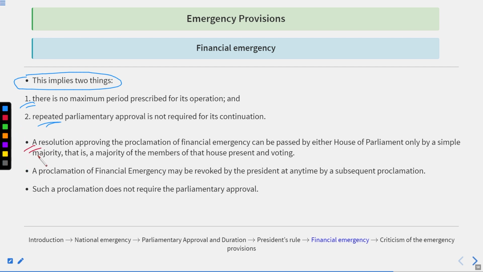Thereafter, a resolution approving the proclamation of financial emergency can be passed by either house of Parliament only by a simple majority, that is, a majority of the members of that house present and voting. A proclamation of financial emergency may be revoked by the President at any time by a subsequent proclamation. Such a proclamation does not require parliamentary approval.